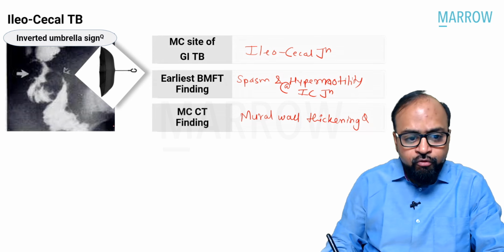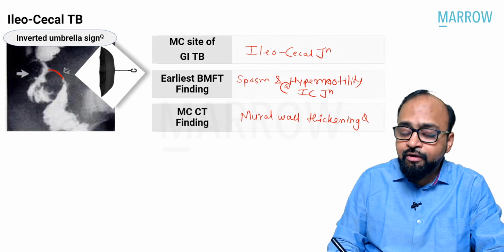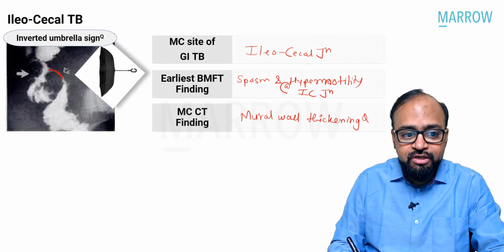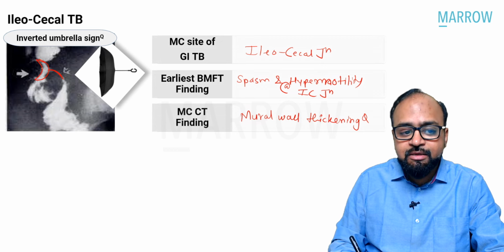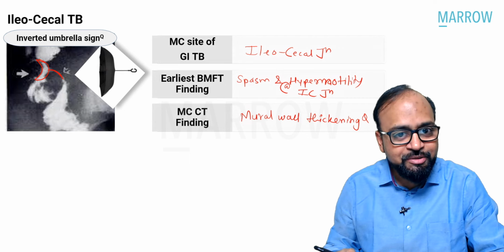What happens in ileocecal TB is that the terminal ileum becomes extremely thinned out and narrow, whereas the ileocecal valve becomes patulous. So this patulous ileocecal valve looks like an inverted umbrella, as you can see in this picture. This appearance is called the inverted umbrella sign seen in ileocecal TB.